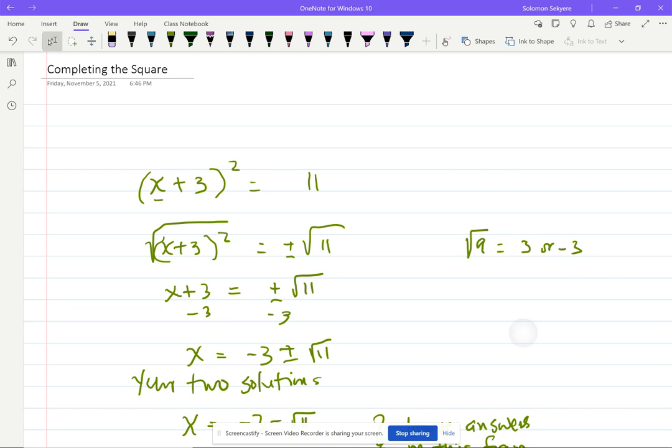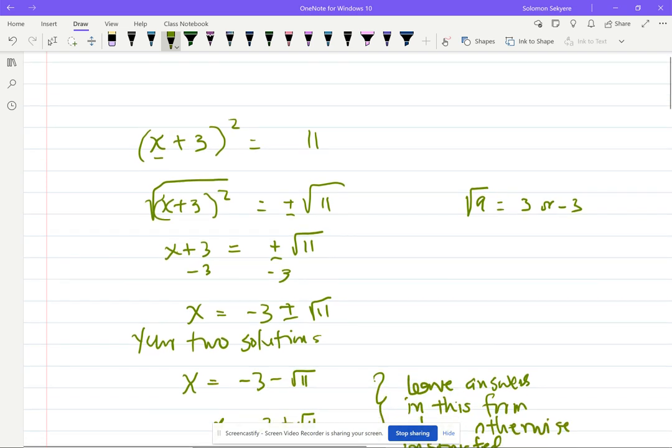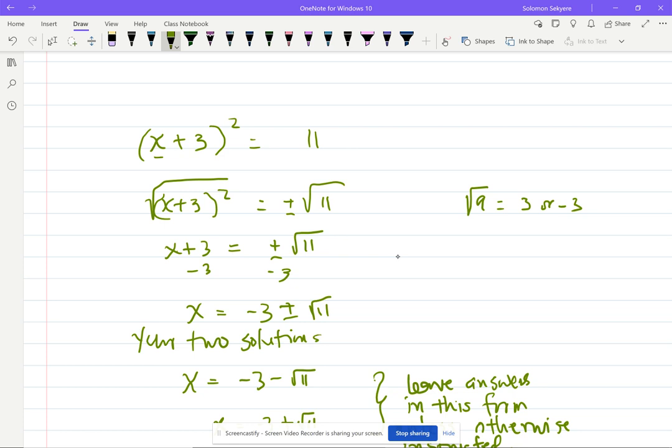We are going to review really quick about completing the square. Okay, what is this monster? If we have an equation like (x + 3)² = 11, how do you solve this? All we have to do is just take the square root of both sides.